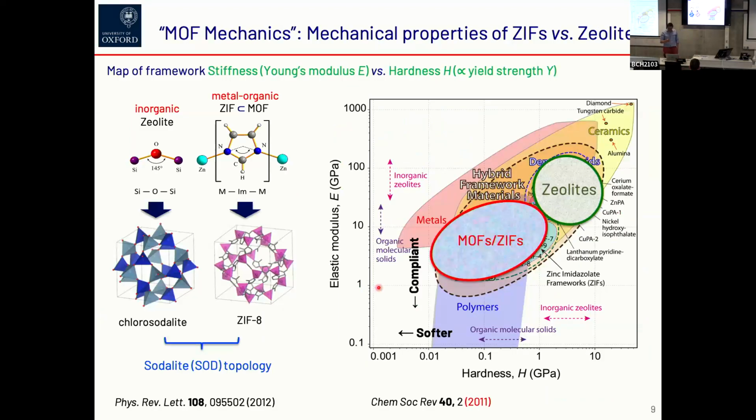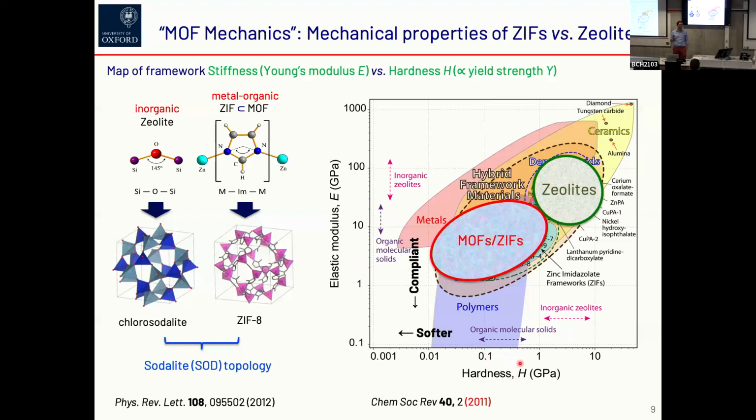Now, it would be useful to construct a map like this, summarizing the behavior of metal organic framework materials in relation to other conventional engineering solids, if you like, and in relation to zeolites, right, which is an important field in its own right. So for zeolites, here we are plotting the Young's modulus, or elastic modulus more broadly speaking, against hardness.